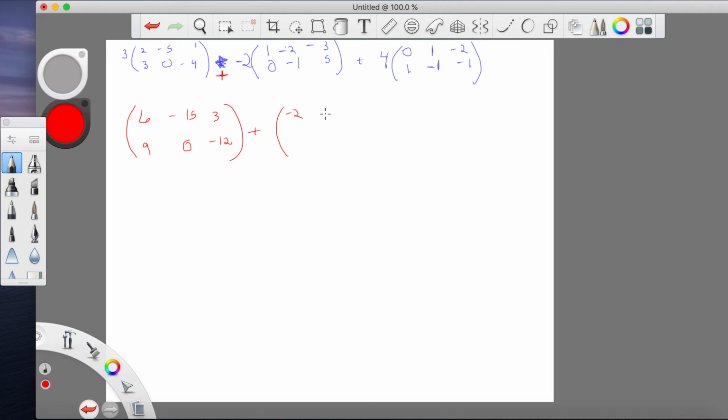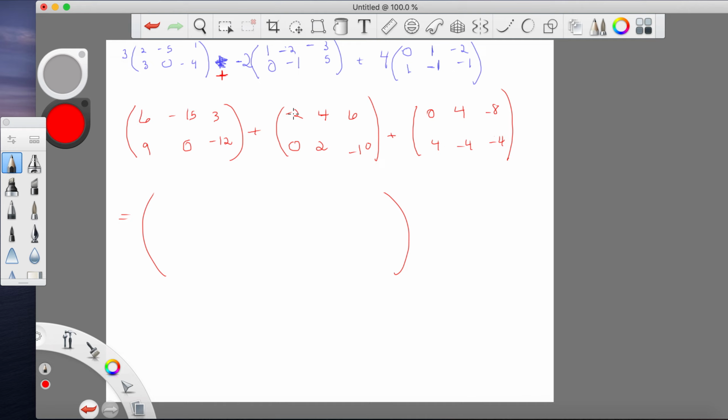This is negative 2, positive 4, right? Negative 2 times negative 2. 6 and negative 10. And this will be 0, negative 8, negative 4, and negative 4. Finally, I'm going to add these 3 matrices all at once.